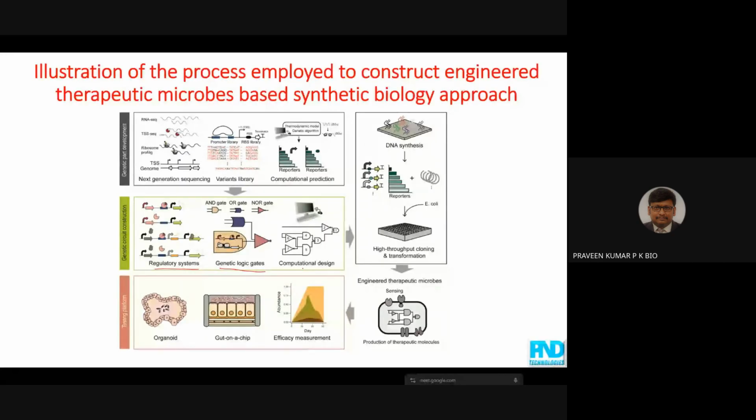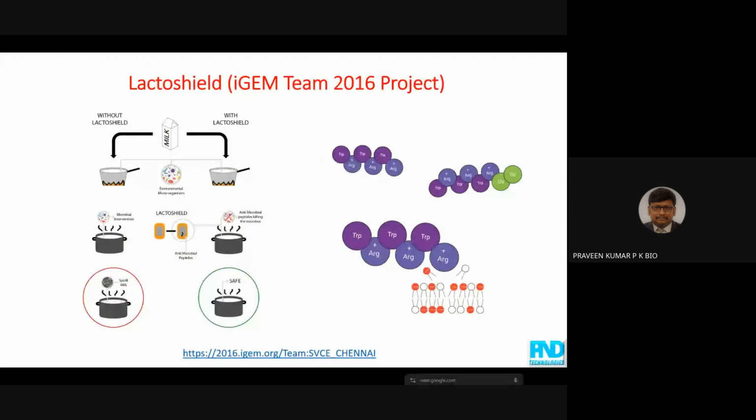And this is how we integrate with computational design using the Synthetic Biology Open Language software and testing platforms. We can also test it using organoids, gut on chip, and we can measure the efficacy. All these things are a part of synthetic biology. We can integrate and develop numerous systems, including therapeutic molecules. This is one such example called LactoShield. This is an output of an iGEM team from SVCE. In 2016, they worked on this.